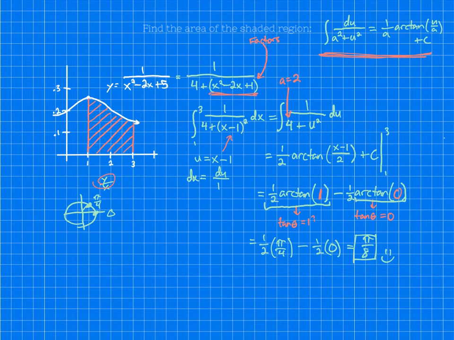is pi over 8. Okay, I know that arc trig can be a little bit confusing, but really what it comes down to, at least in calculus, is pattern recognition. If you can find these patterns in the integrals, if you can see those patterns in the derivatives, then you are one step ahead of where you need to be. That is the main idea of this. Okay, thanks guys, and I'll see you next time with L'Hôpital's rule.